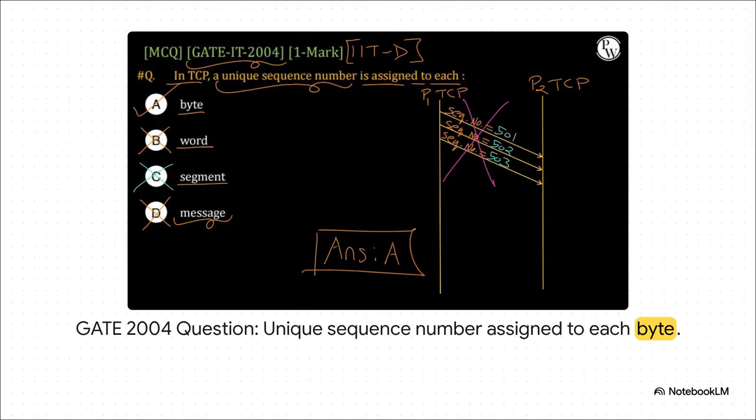It asks, in TCP, a unique sequence number is assigned to each, and the options are byte, word, segment, or message. Well, think back to our quote from earlier. Because TCP is a stream-oriented protocol, the answer is A, byte. Unique sequence numbers are absolutely not assigned per segment or message. They are assigned to every individual byte.